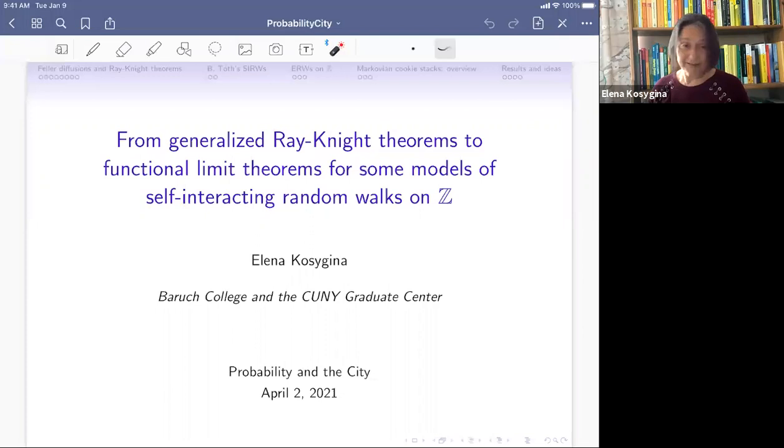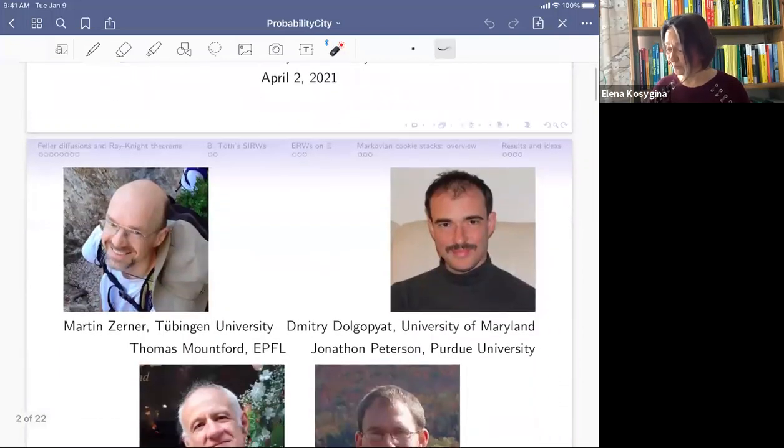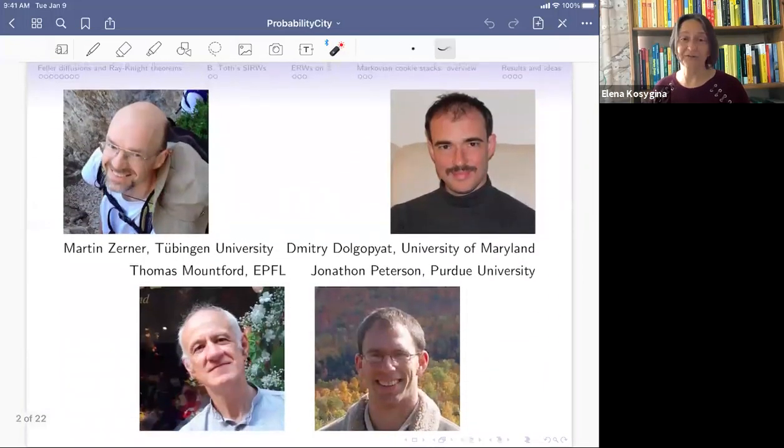And let's begin. I'll begin with my collaborators who contributed to various parts of this talk. That's Martin Zerner from Tübingen, Dmitry Dolgopyat from University of Maryland, Tom Mountford from EPFL, and Jon Peterson from Purdue University. And the new results, which I will talk about in this talk, are joint with Tom and Jon.